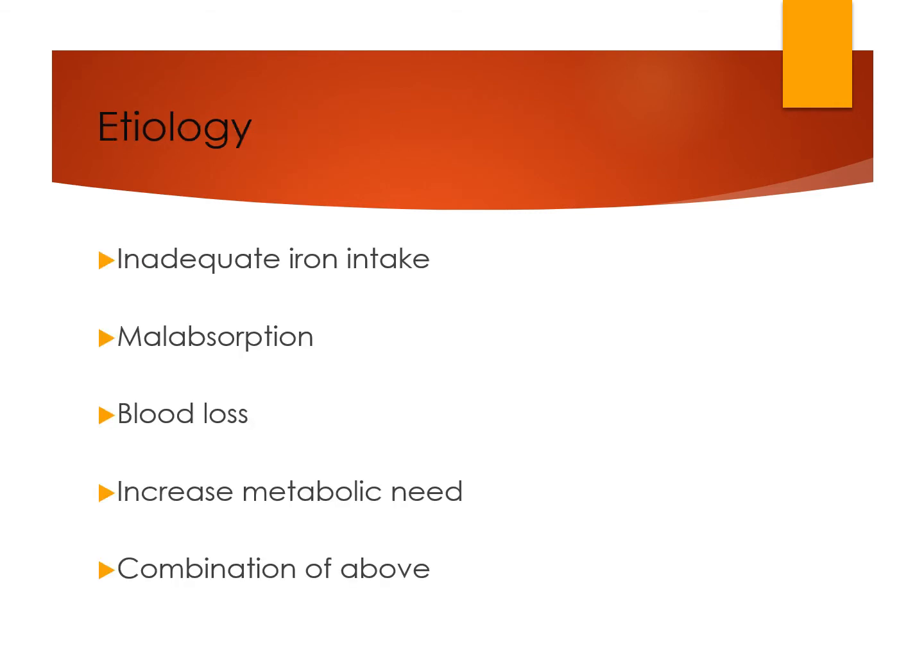Iron deficiency anemia, of course, is related to inadequate iron intake. Sometimes there are adequate stores, but there is not adequate iron intake. There's malabsorption. Malabsorption anemia can either be microcytic or macrocytic, iron deficient or caused from vitamin B12 or cobalamin deficiencies. Iron deficiency anemia is often a manifestation of celiac disease. Iron deficiency could also result from blood loss, an increased metabolic need, and/or a combination of the above.